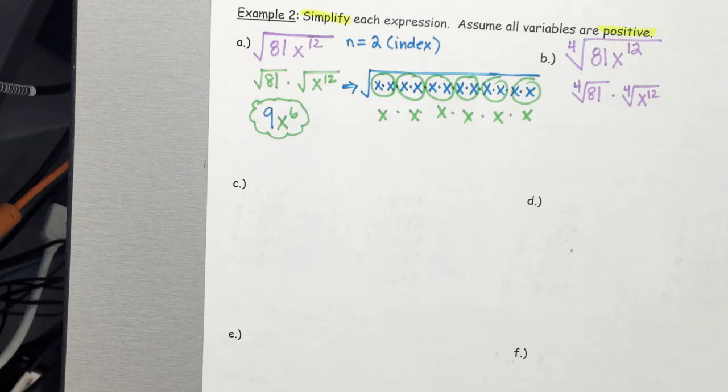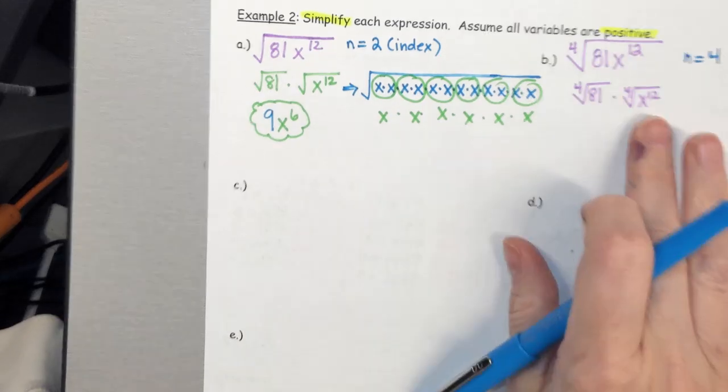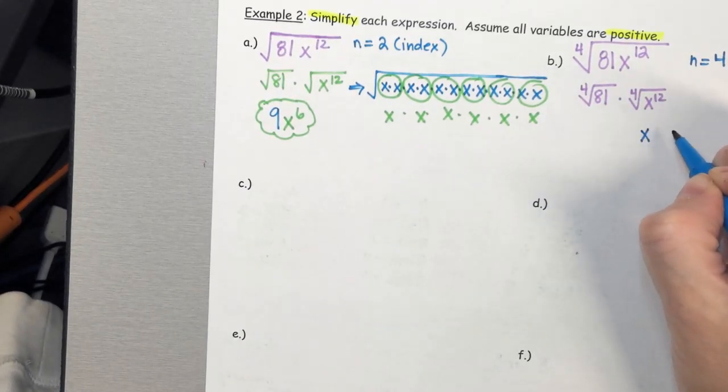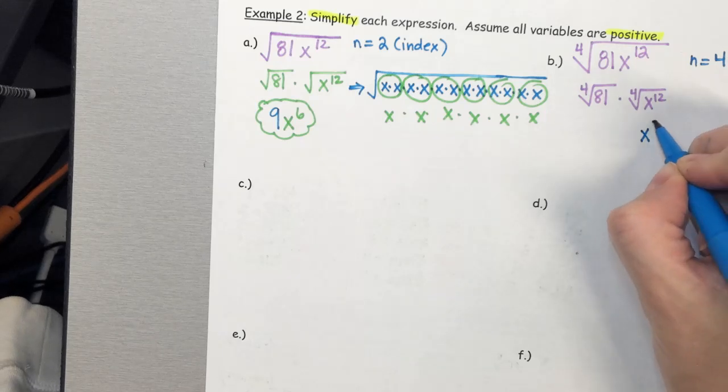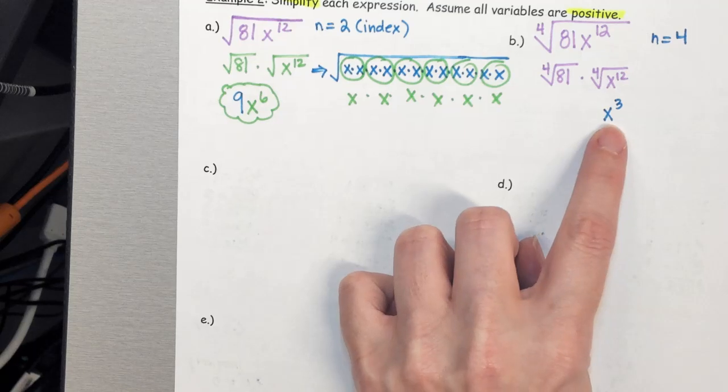Okay, so let's do the x part first. So we just learned that you can take your index number, right, and you can just divide. 12 divided by 4 is going to be x to the third. Okay, so 4 goes into 12 3 times, so that's going to be what you have here.